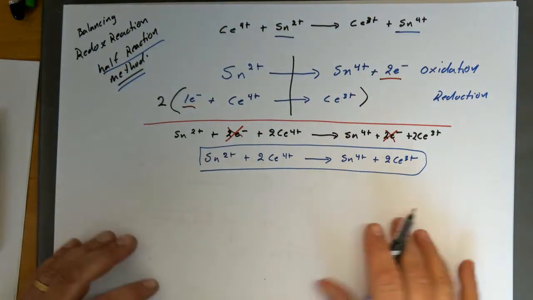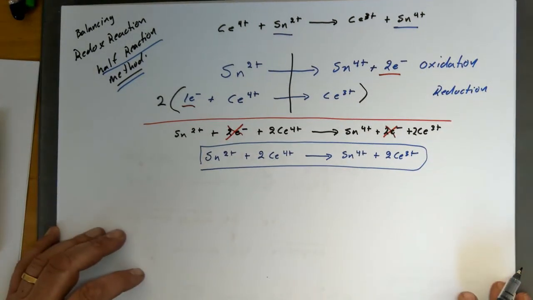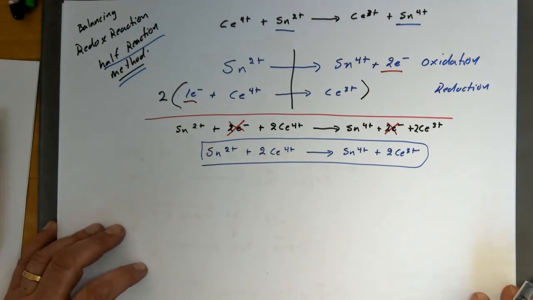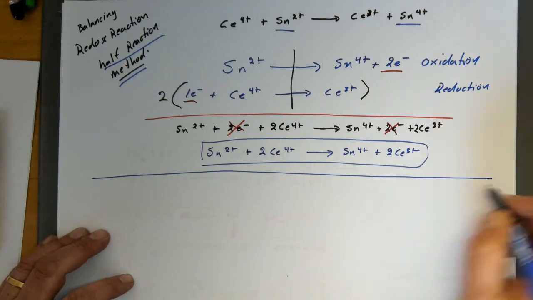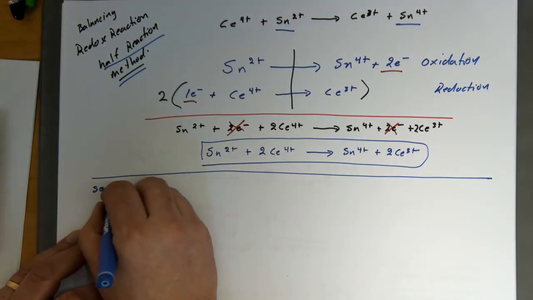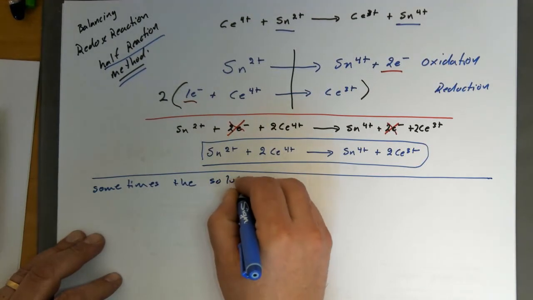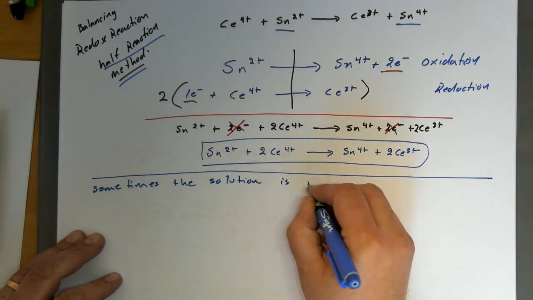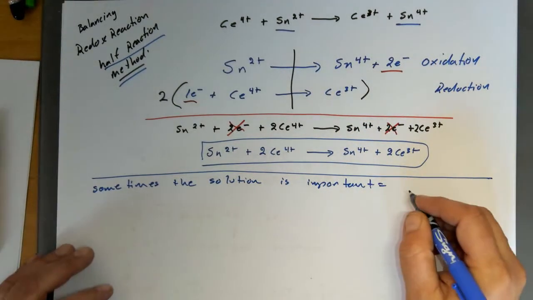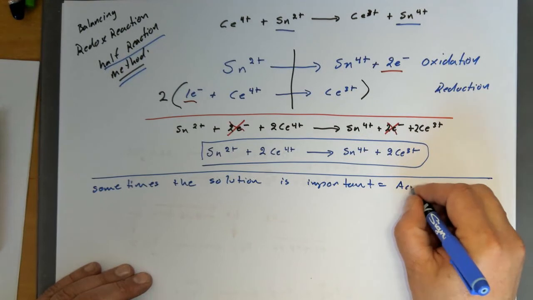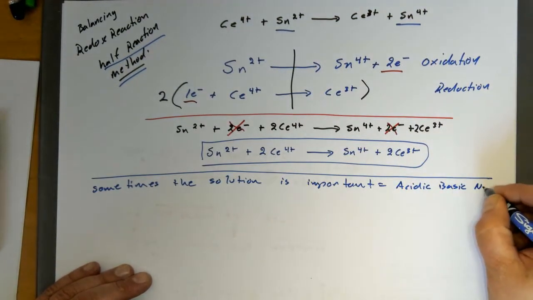And this works fine for a lot of different chemical reactions where you can actually see the different components. But there are other times when you have to also consider the solution where the reaction is taking place. So sometimes the solution is important. And the solution can either be acidic, basic, or neutral.